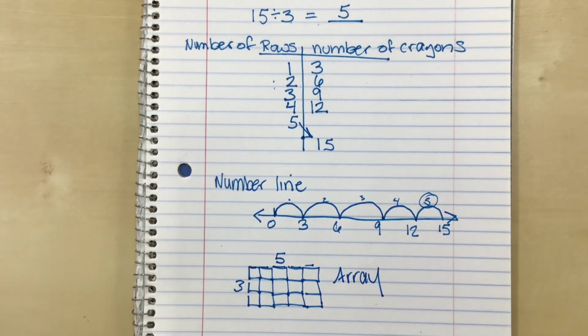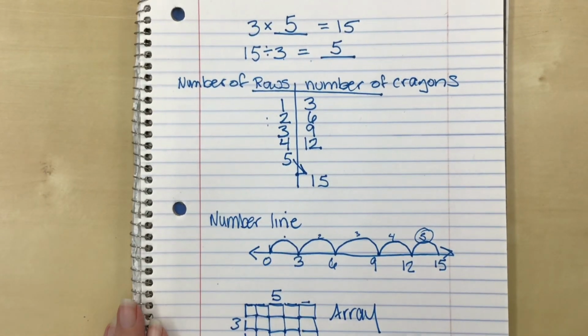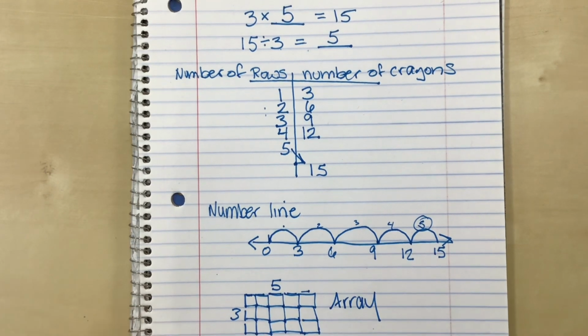All right, so hopefully you're getting the gist of how we can use these same models for division. We've got ratio table, number line, and array. We can use it for division or multiplication, and that's your math lesson for today.